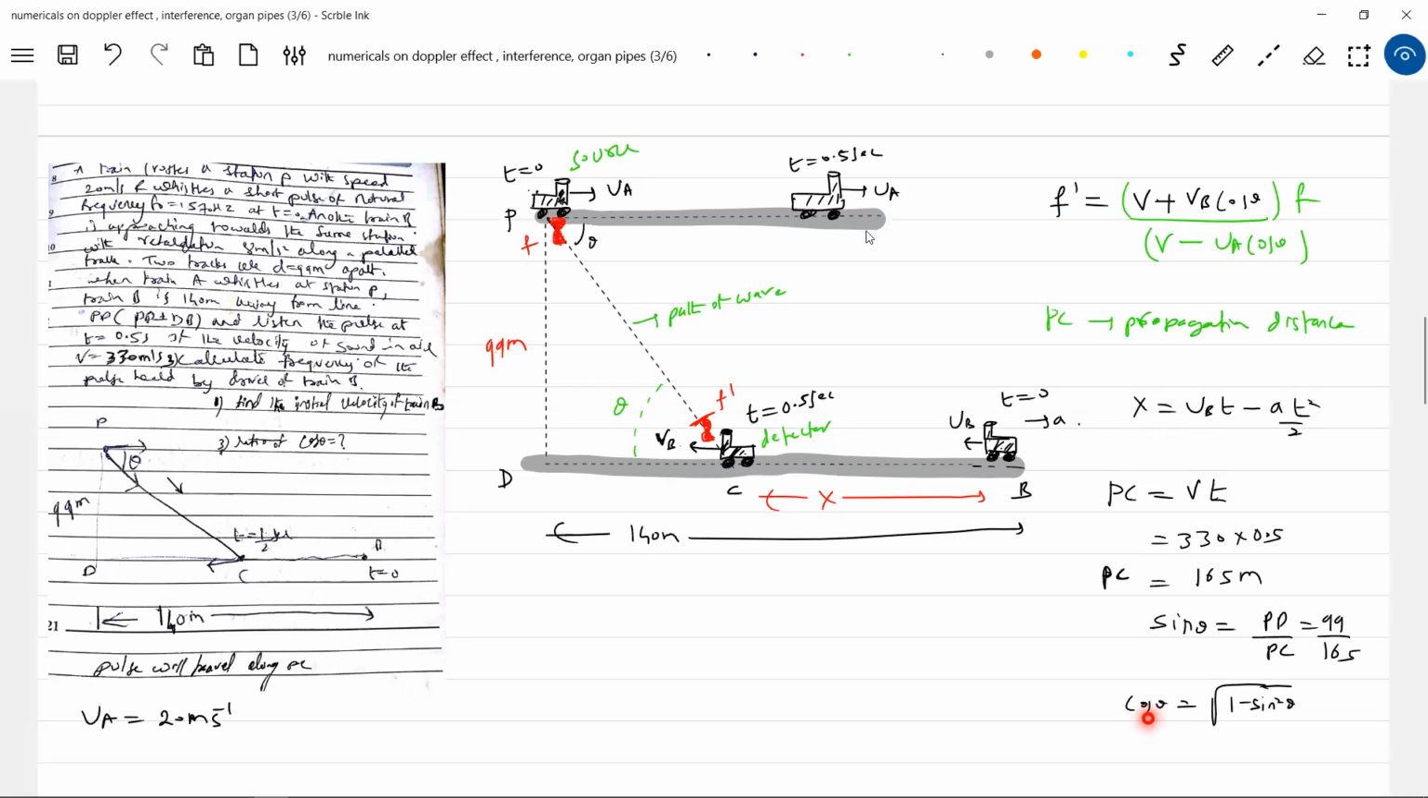After getting this cos theta, can we get distance CD? So what is the distance CD? 140 minus X, no? So cos theta, what can you write it as? CD by PC. So distance CD is equal to PC cos theta. What is the distance PC? Oh, sorry, we know it. PC is 165. What is the distance CD? 140 minus X.